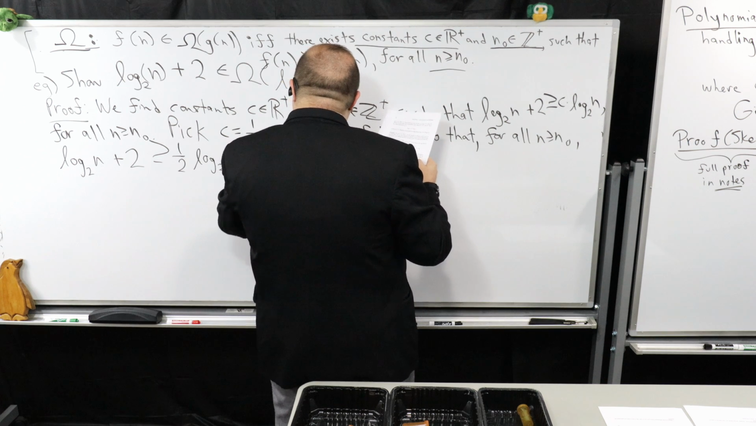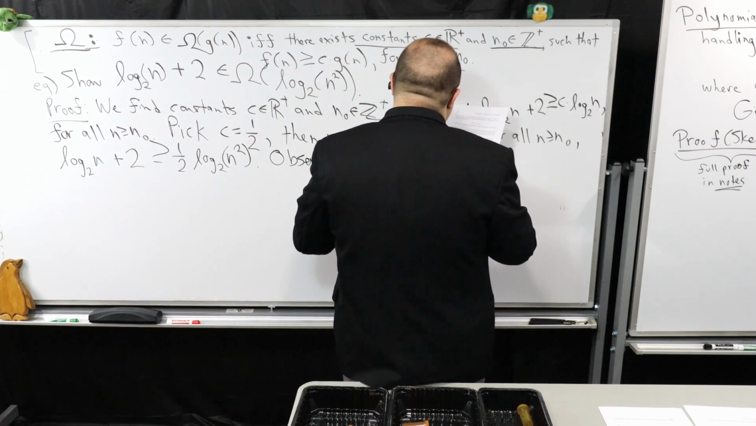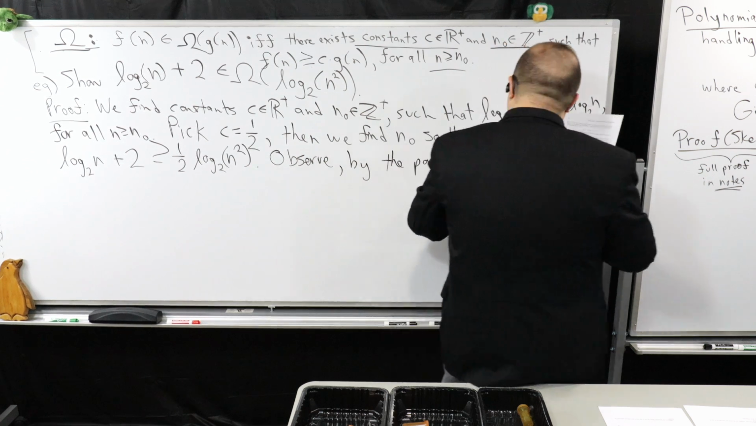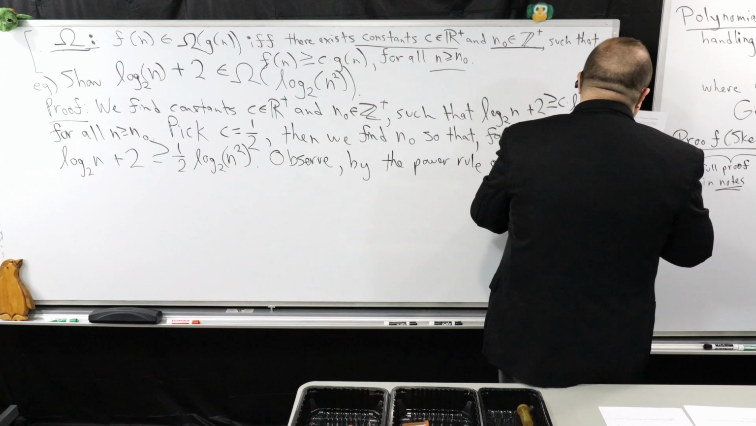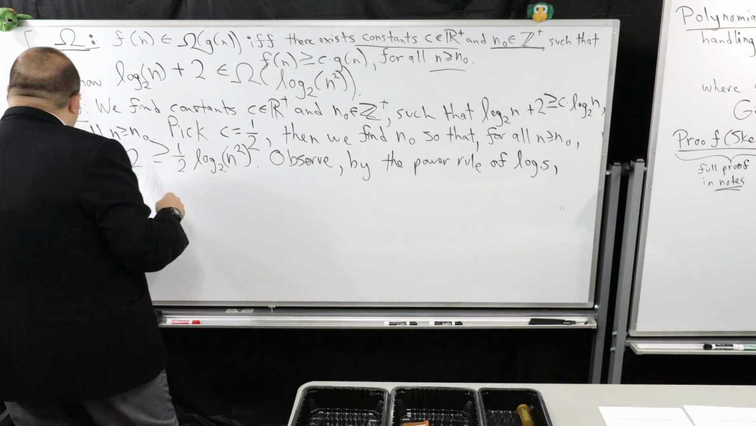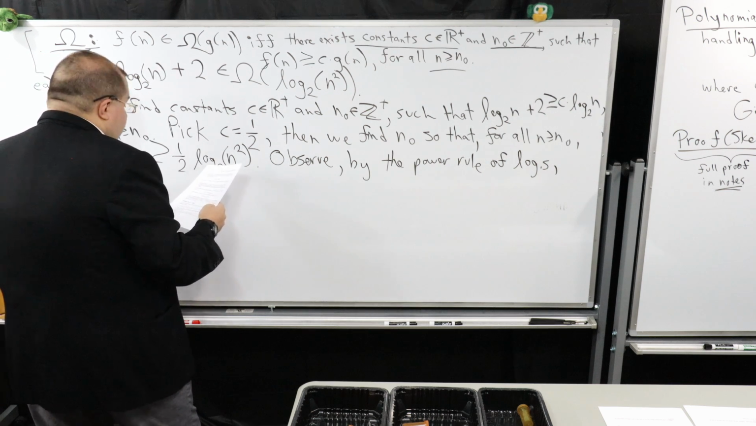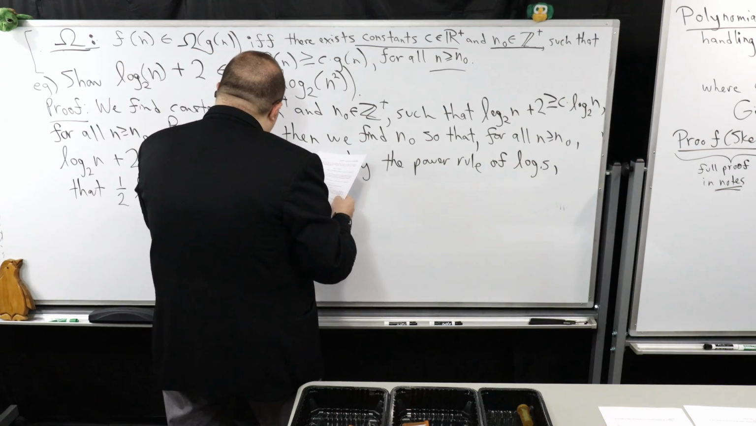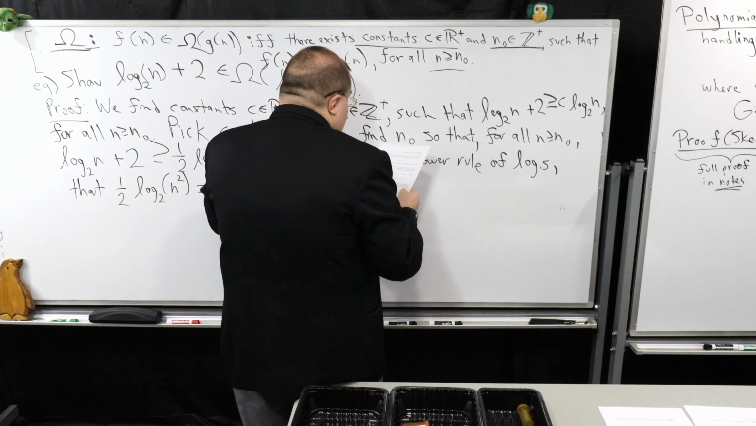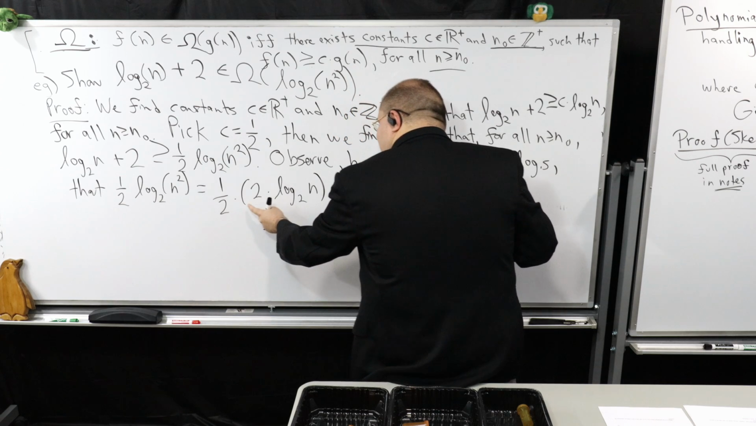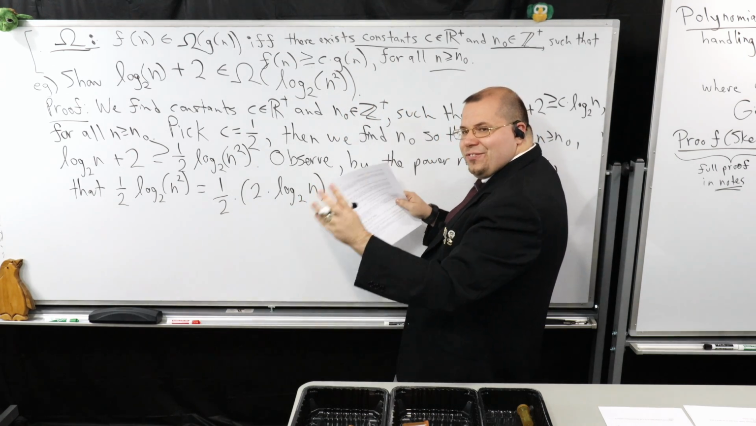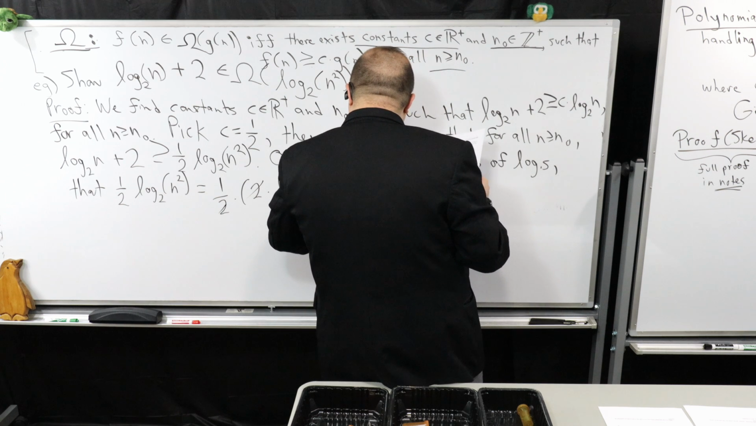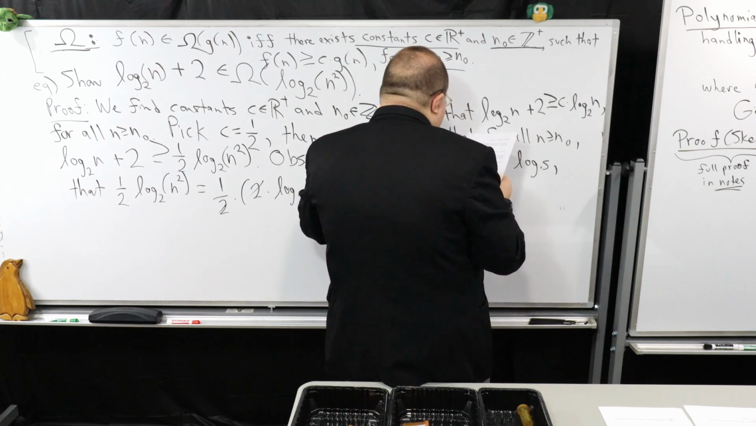So here's where I'm going to make an observation. Observe, by the power rule of logarithms, that 1/2 log base 2 of n squared is equal to 1/2 times 2 times log base 2 of n, which is, of course, remember there's a half here multiplied by a 2. That is, in fact, just 1, which is equal to log base 2 of n.